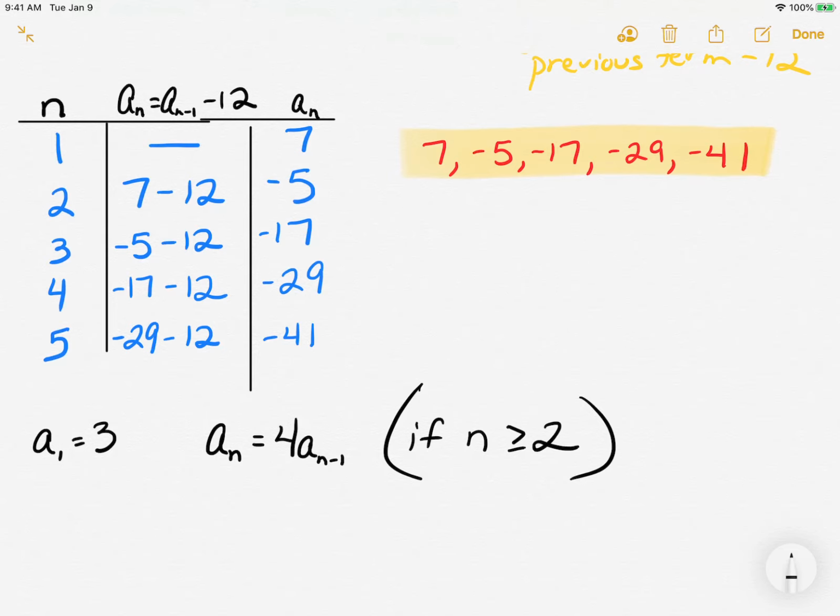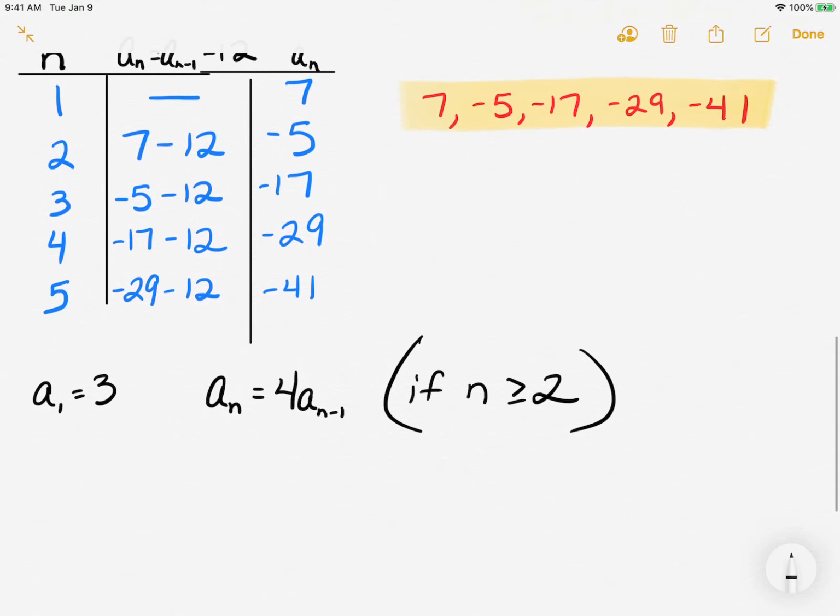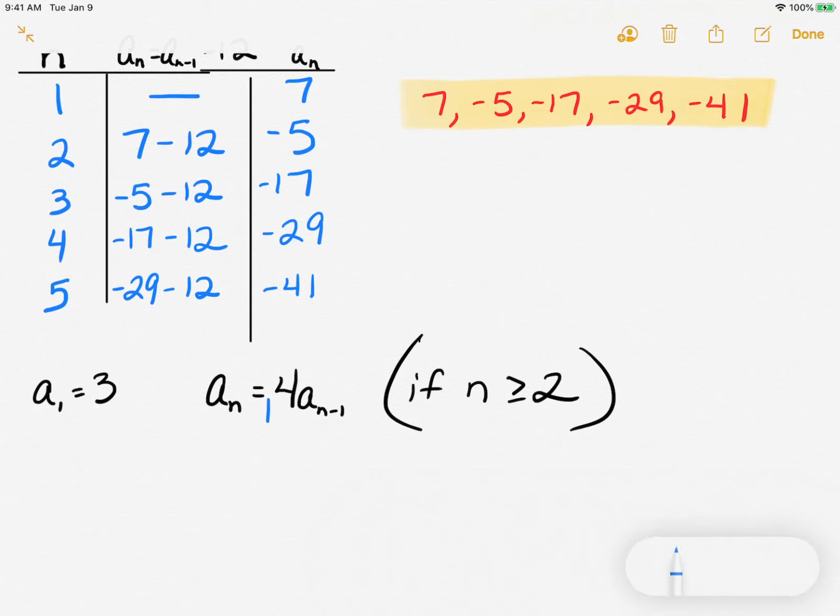Okay, so let's talk about what this one means. What's the first term? 3. And what do I do to get the next term? I'm adding 4? Subtract? I'm multiplying. This part right here, 4a subscript n minus 1. Remember, a subscript n minus 1 is the previous term. So this is 4 times the previous term.